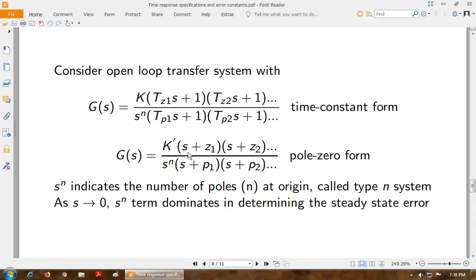So there will be no coefficient with this s, and it is expressed as s plus z1, s plus z2, and so on. So the time constant form can be converted into this, or this can be converted into the time constant form. The gain which was shown as k is going to change to k dash, because once we alter this equation in this form, the new k will be there, and that is known as k dash. S raised to n indicates the number of poles at origin, called a type n system. As s is equal to 0, the s to the power n term dominates in determining the steady state error.